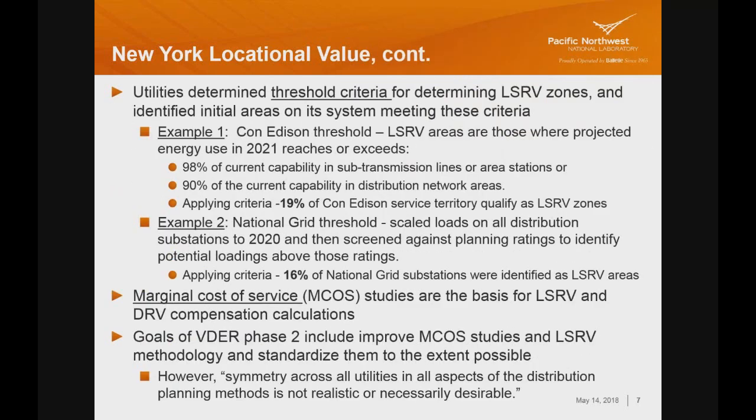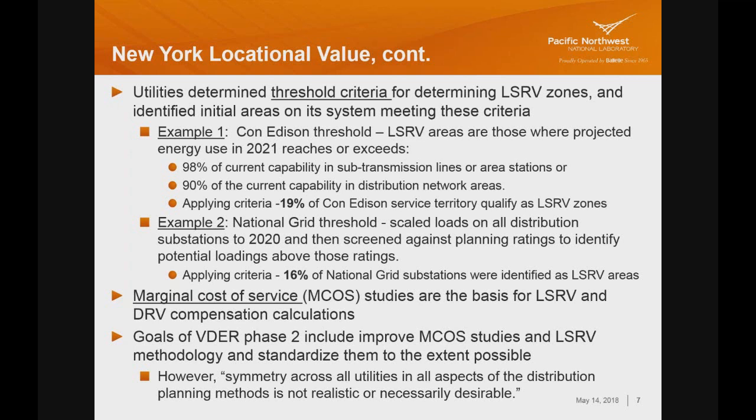All right, so a little bit more about this. I found it very interesting. Utilities were required to determine threshold criteria. The commission didn't tell them what the criteria was. Each utility developed its own criteria, and they said, once this criteria is met, these areas are going to be identified as LSRV zones, and then they'd have additional compensation. So for example, Con Edison developed its threshold by projecting energy use out to 2021. They said any area where the energy use exceeds 98% of the current capacity in sub-transmission lines, or 98% of the current capacity in area stations, or 90% of the current capacity in the distribution networked areas, if any of those criteria were met, it becomes an LSRV area. Applying that criteria, 19% of Con Edison's service territory qualifies as an LSRV zone.